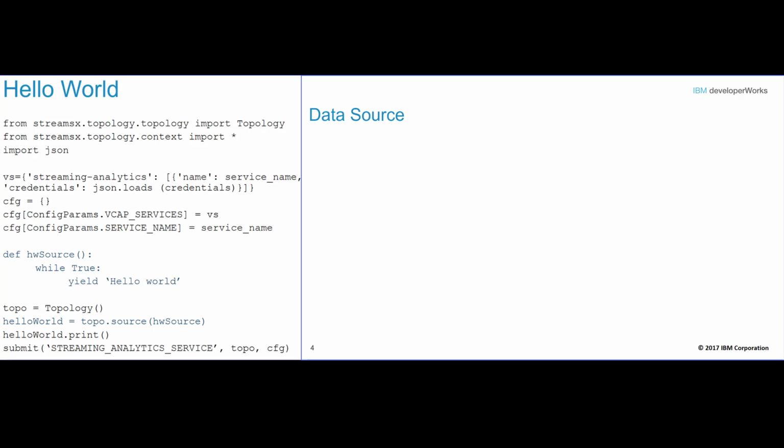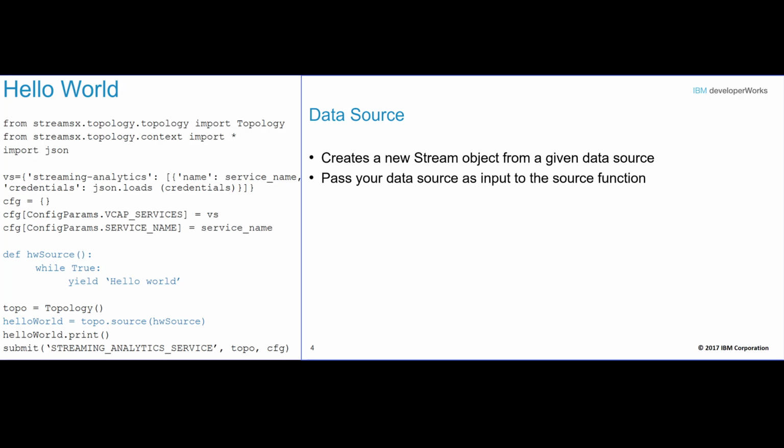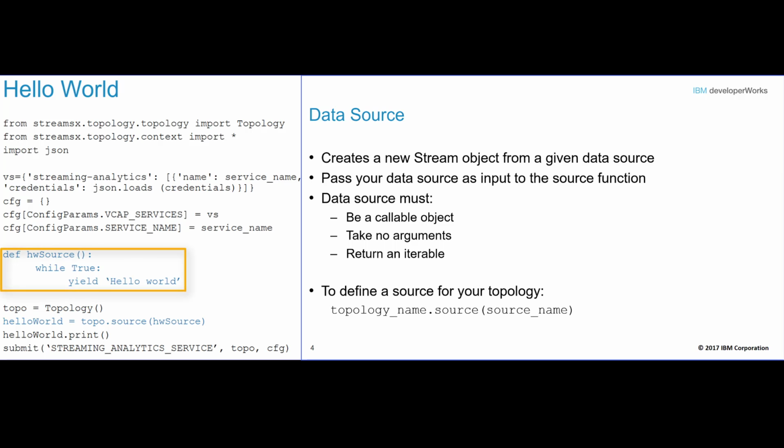Data source. The source function creates a new stream object from a given data source. You must pass your data source as input to the source function. For input, you must specify where the tuples on your stream come from. This data source must be a callable object that takes no arguments and returns an iterable. This could be, for example, a user-specified function that returns a list. In this example, the data source is a function called hwSource that yields a string hello world repeatedly. As you can see, hwSource is passed as the data source for the topology.